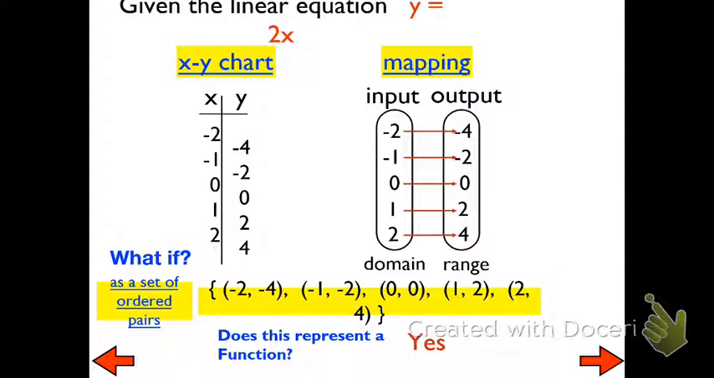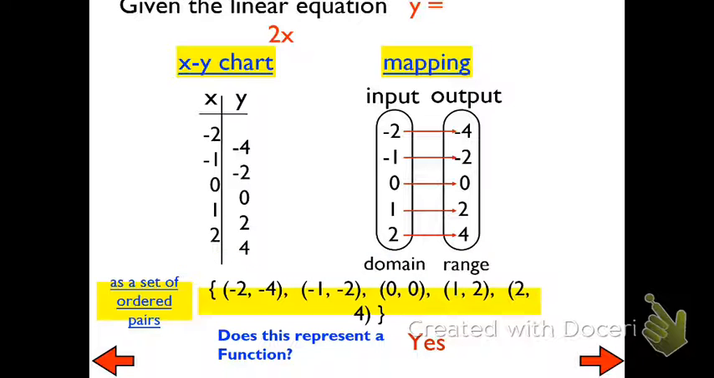Okay, what if we added another point, 1, 2? Would it still be a function? So if we go look at our points, do you notice that we already have the point 1, 2? So if we put another 1, 2 in, aren't we just writing the same point twice? That's fine. Yes, it's still a function.